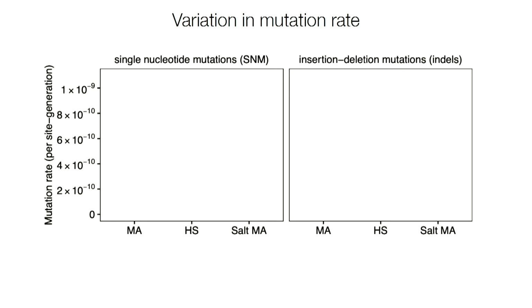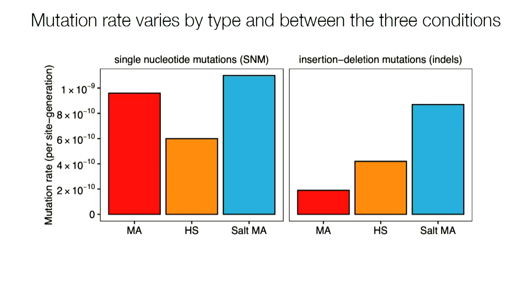Starting off with the mutation rate, I've got 2 panels here. On the left-hand side, we've got single nucleotide mutations and then indels on the right across our 3 data sets, with mutation rate, of course, on the y-axis. And off the bat, what we see might not be entirely unexpected. We see more single nucleotide mutations than indels across the board.